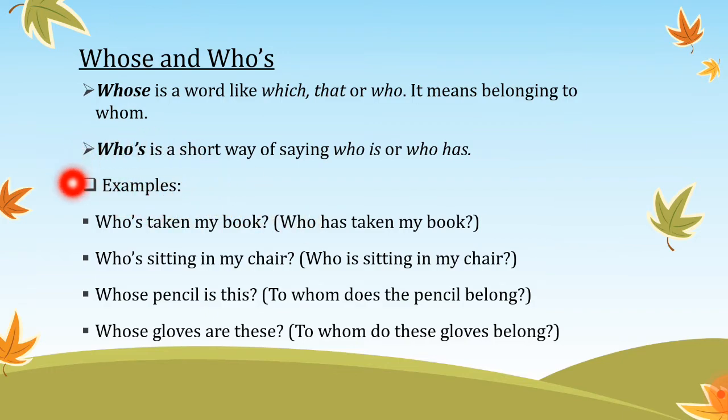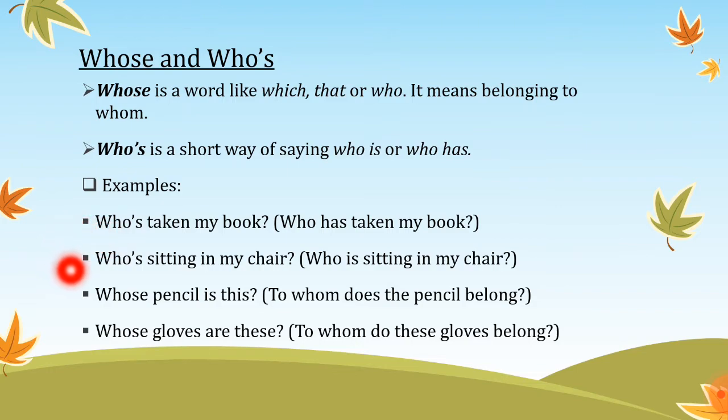As we'll look at the examples right now and we'll discuss a few more of them in class, this topic will become more clear to you, okay? So first of all, we'll look at the examples that I've mentioned here. First example is who's taken my book. Here what you're actually asking is who has taken my book, but the has been shortened over here in the form of an apostrophe and an s, okay?